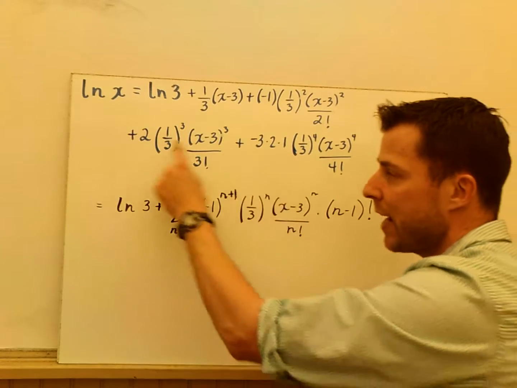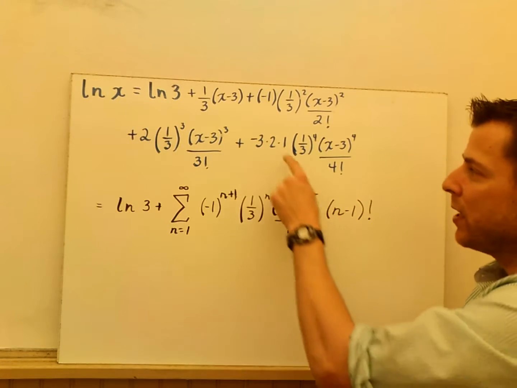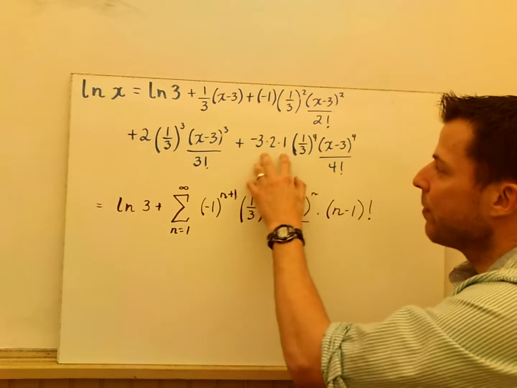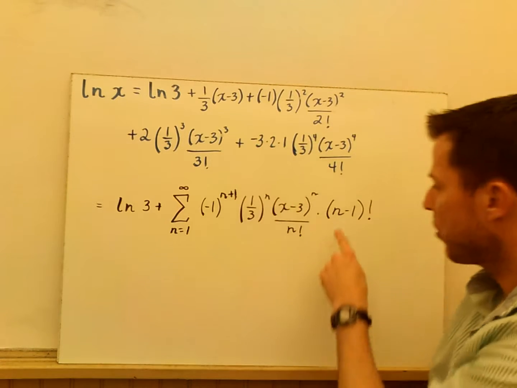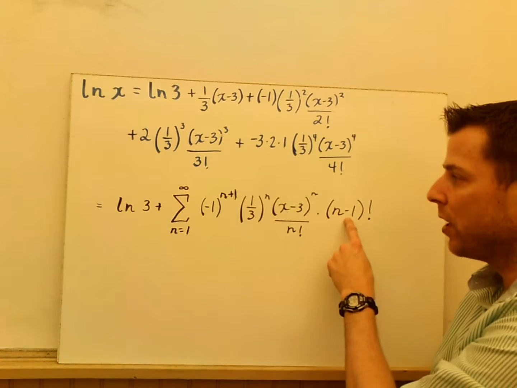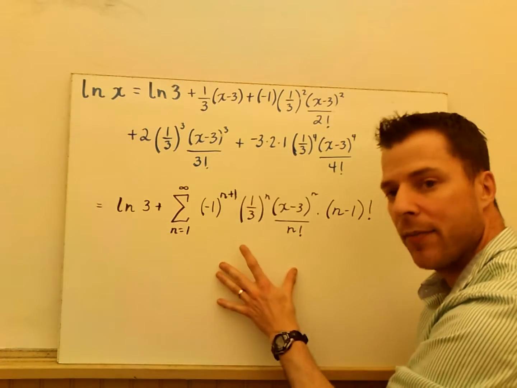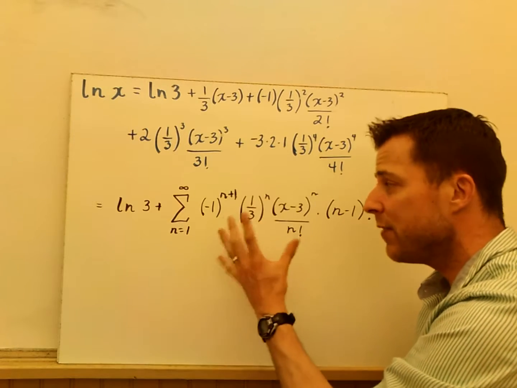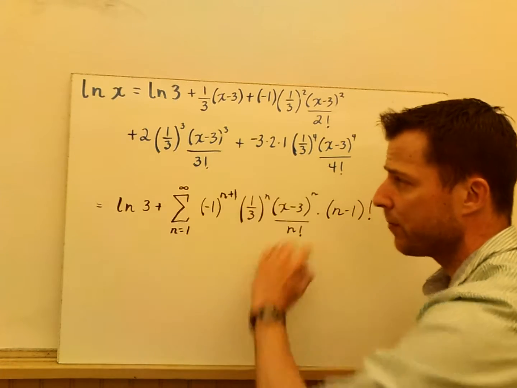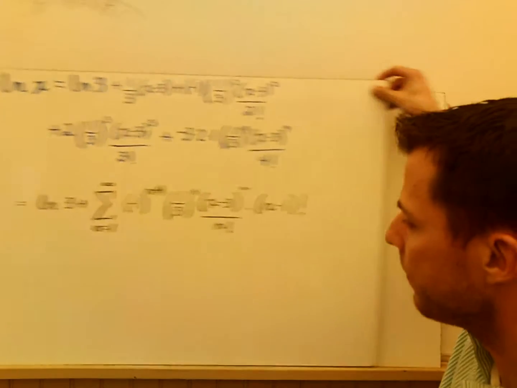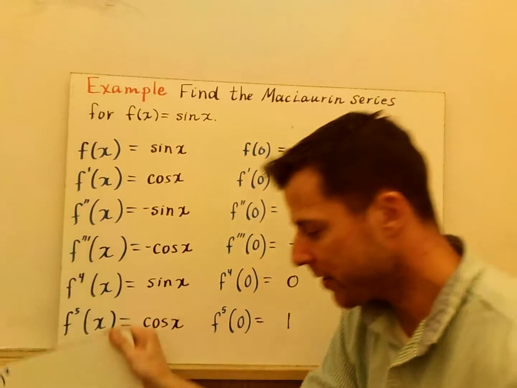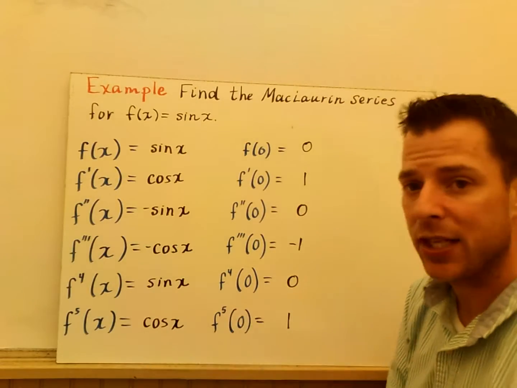And to take care of the factorial, I have n minus 1. So notice I'm on the fourth term, but I'm looking at the third factorial, so I have to subtract 1 off, okay, to get the factorial. So that's how you can write ln of x as an infinite sum of other functions right here, okay? Now the Maclaurin series is a center of 0, x equals 0.